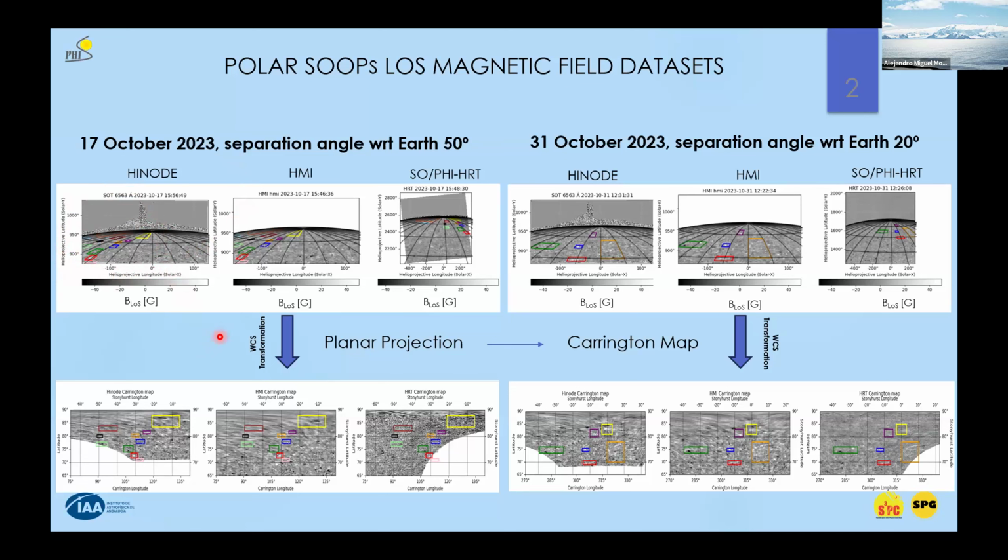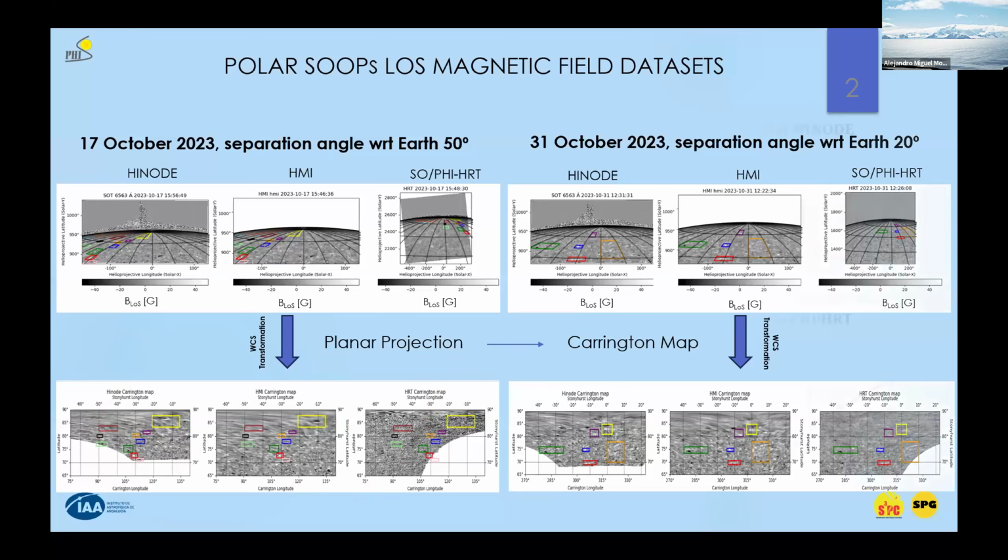So we decided to project it onto a plane. That is the Carrington map, the Carrington projection. Now we can do it because we can transform it using this WCS information. And this bottom row is the final result we obtained. Now you can see that these areas are much easier to compare, because this projection allows us to see them properly.